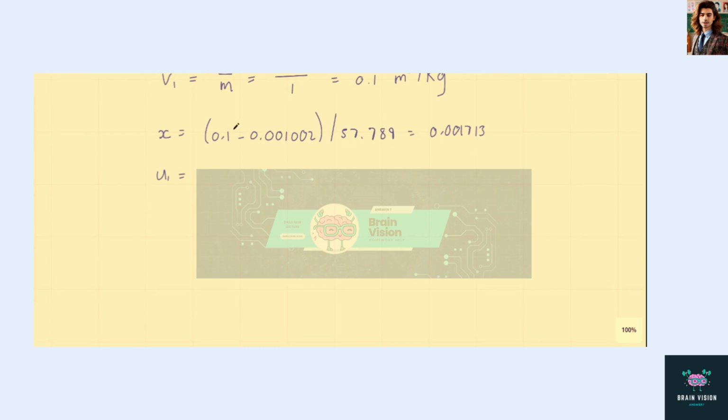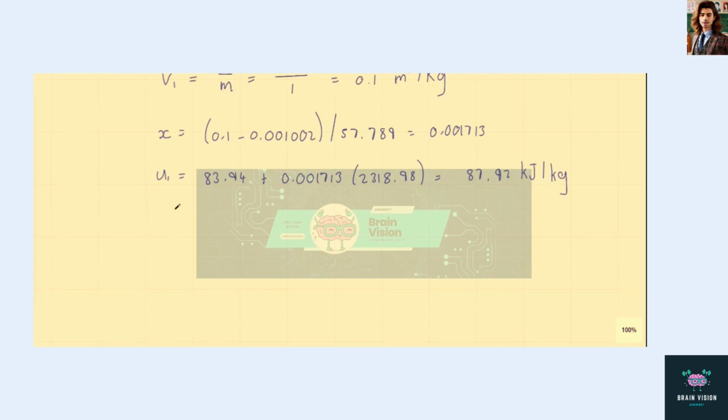The internal energy of state 1 is U1. And again, now that we have the quality, we can calculate this to be 83.94 plus 0.001713 multiplied by 2318.98. And so we get the internal energy of state 1 to be 87.92 kilojoules per kg.